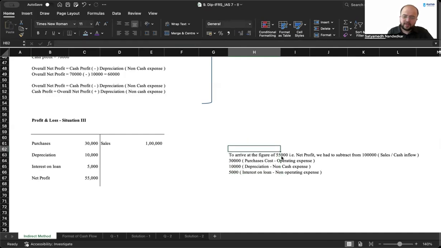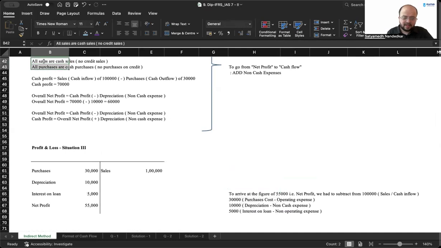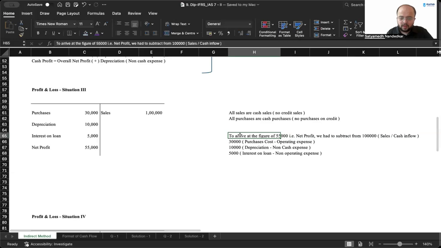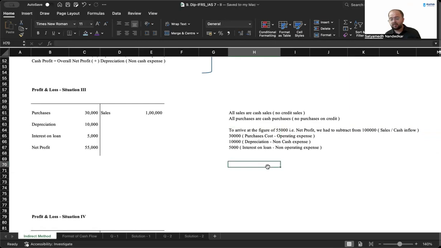Again, two of our basic assumptions continue to hold. What are those? All sales are cash sales, all purchases are cash purchases. So to arrive at the figure of 55,000 net profit, we had to subtract from 1 lakh 30,000, that is purchase cost, 10,000 that is depreciation, and 5,000 that is interest on loan. Subtracting purchase is subtracting an operating expense outflow. 10,000 depreciation is a non-cash expense. 5,000 interest on loan is a non-operating expense.